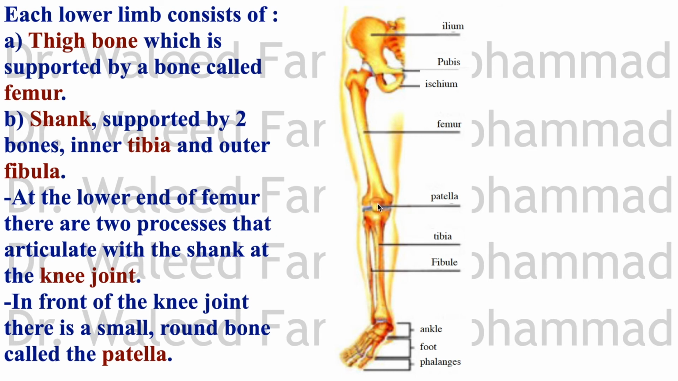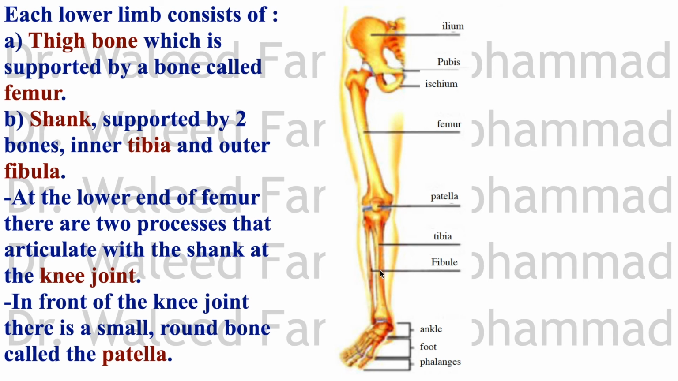And in front of the articulation of the knee joint, we have a small bone which is called the patella. So the patella is anterior to the knee joint. This is the patella. And the knee joint itself is formed by the articulation between the lower end of the femur and the upper end of the tibia.